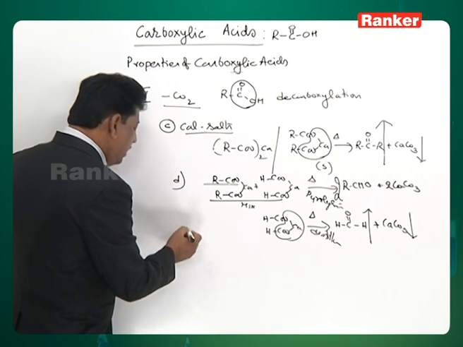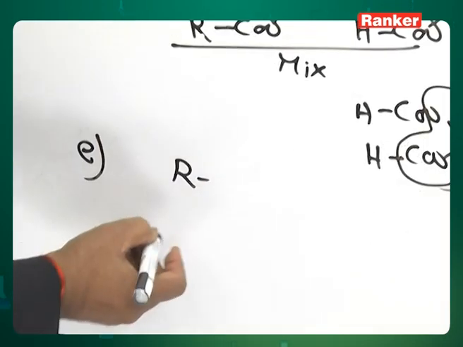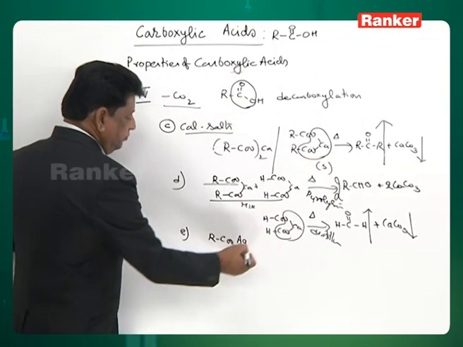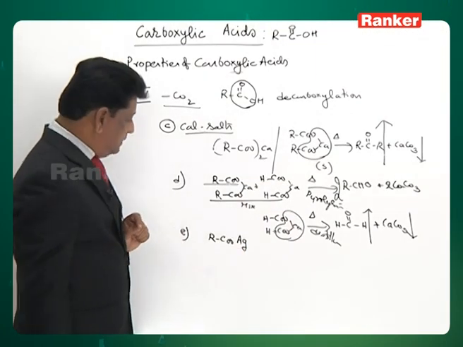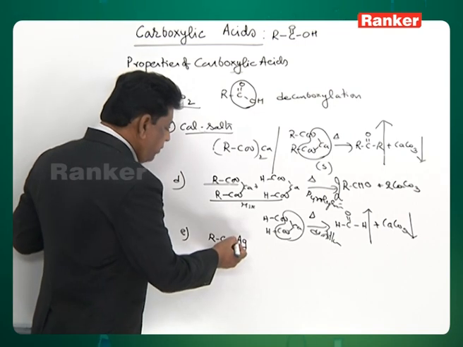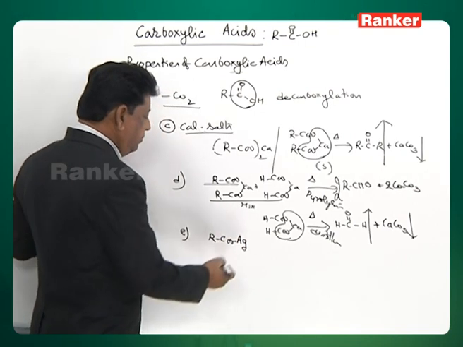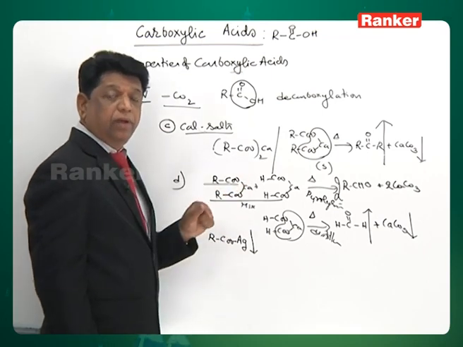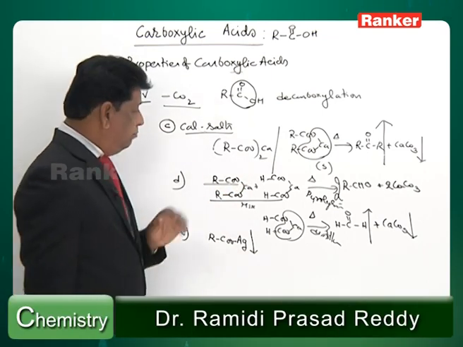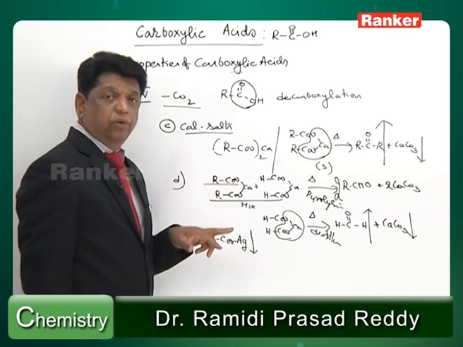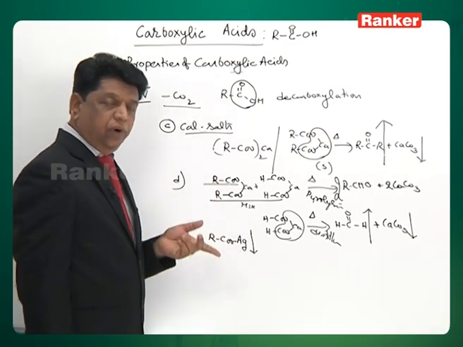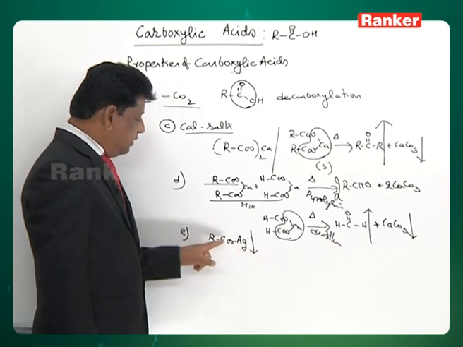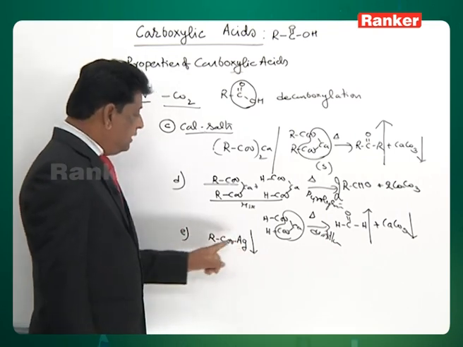Then lastly, you have one more type, a carboxylic acid with silver salt. Silver salts have some specific observation. Here the bond will be somewhat covalent. Therefore, all the salts of calcium and sodium are highly soluble in water. Benzoic acid is not soluble in cold water, but its sodium and calcium salts are highly soluble. Whereas silver salt, because of the covalent bond nature, comes out as a precipitate.